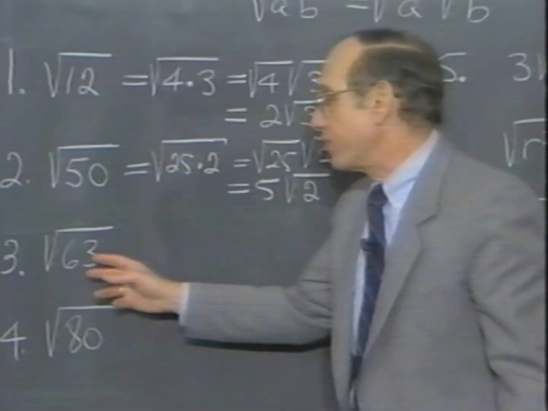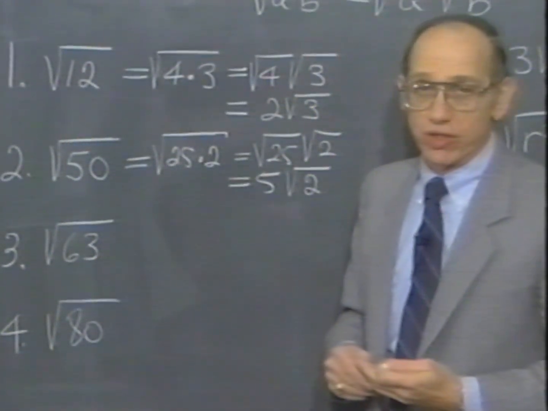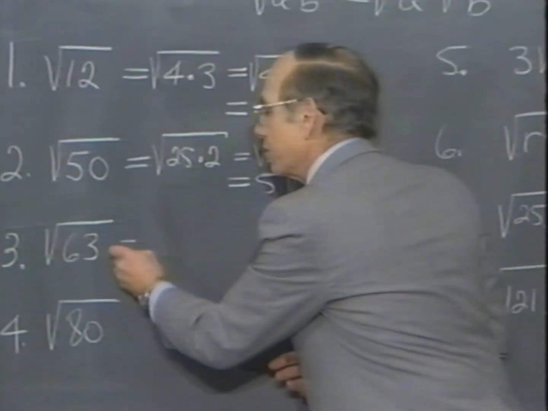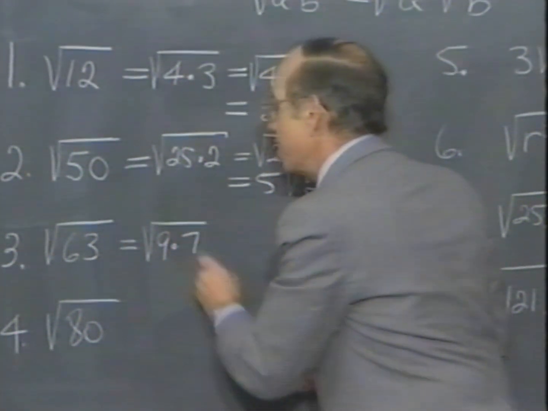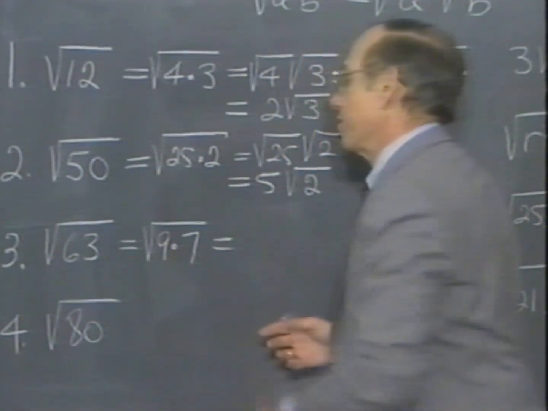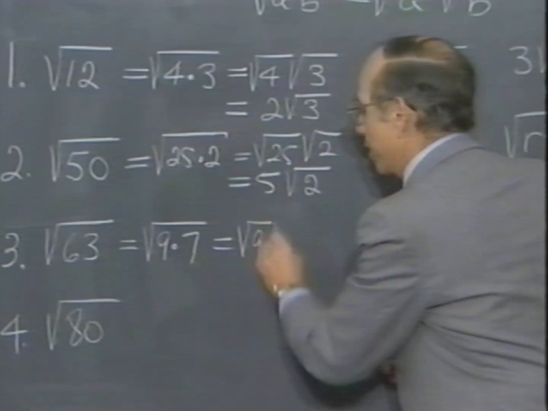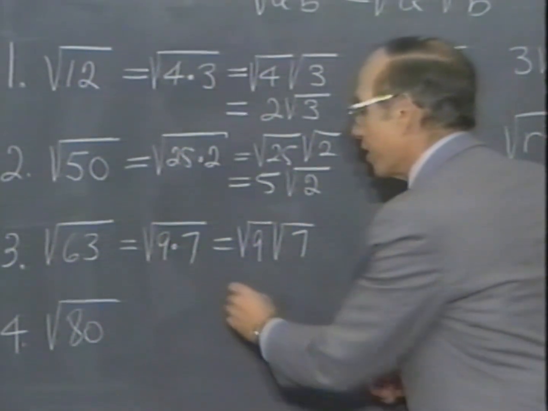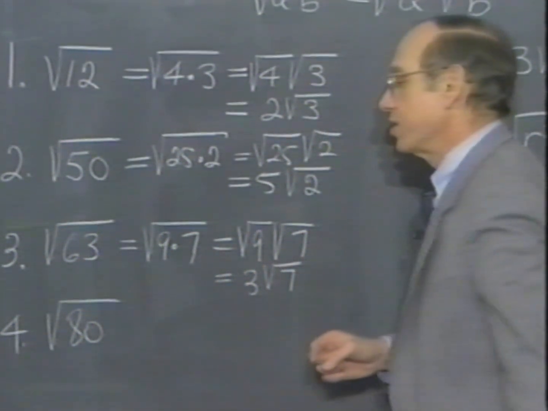Number 3, we have the square root of 63. Once again, how can I factor 63 so that one of the factors is a perfect square? The answer is what? 63 is 9 times 7. The square root of 9 is 3. I think I'll write it this way again. The square root of 9 times the square root of 7. The square root of 9 is 3. So I have 3 times the square root of 7.